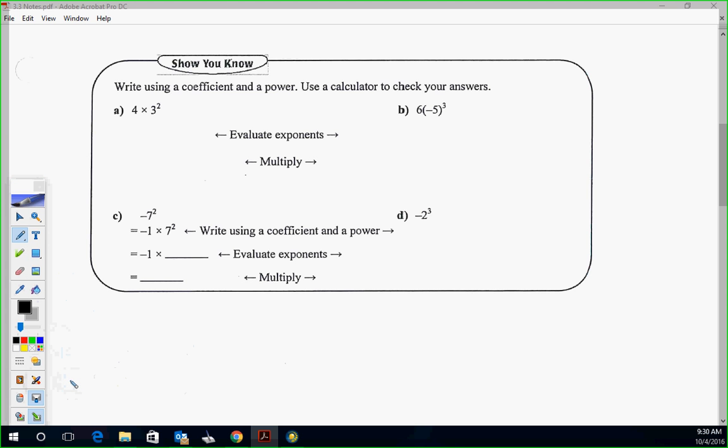Duffy, so on A, what did you do? Just walk me through it. Okay, so 3. Good, so then you got 9, and then 4 times 9. Perfect. Okay, so we did the exponent first, then you multiply the 2 numbers. Okay, Jack, how about on B? What did you do first?